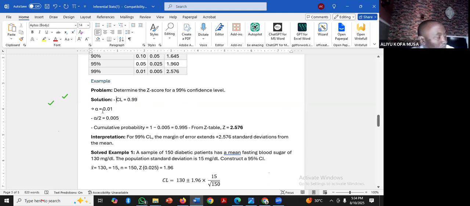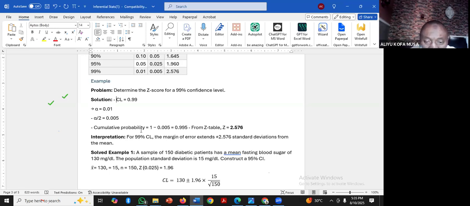After I've gotten my alpha, I divided the alpha by 2. So I got 0.005. So the cumulative probability is 1 minus 0.005, which is equal to 0.995.